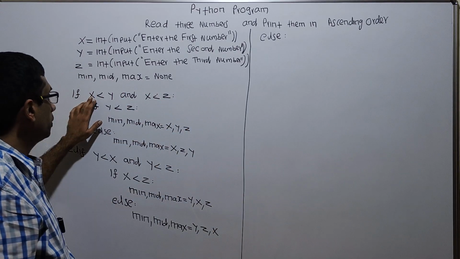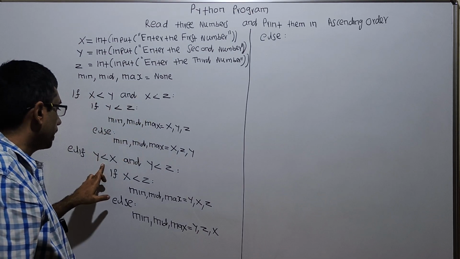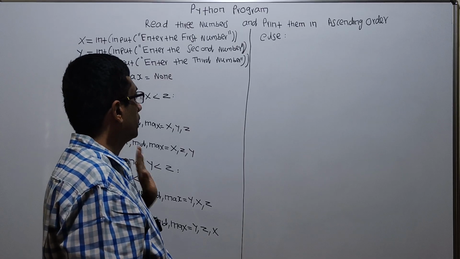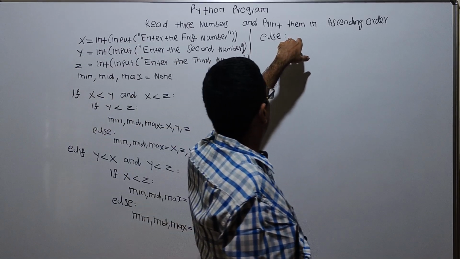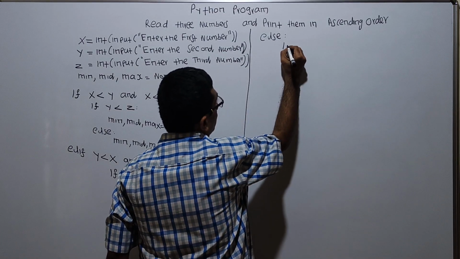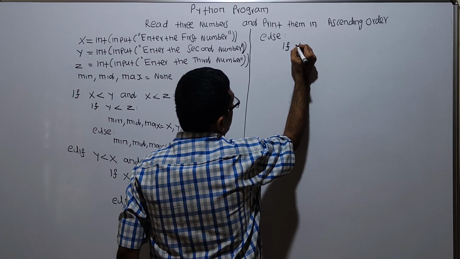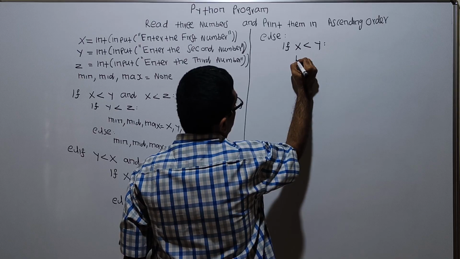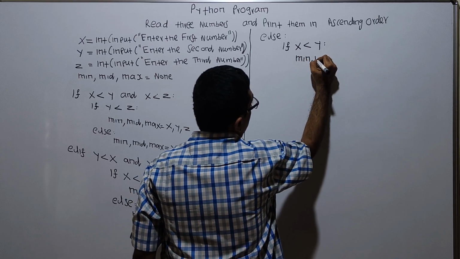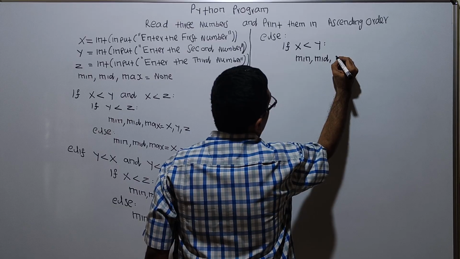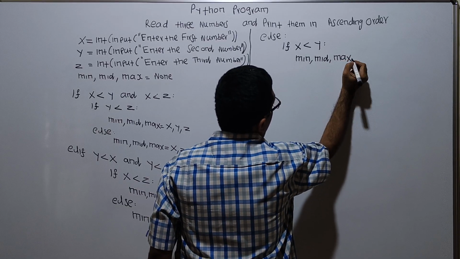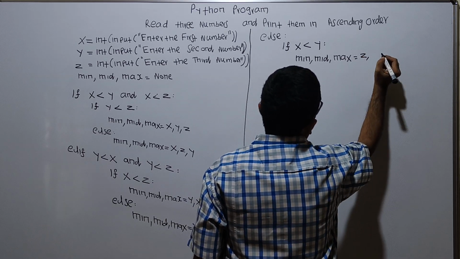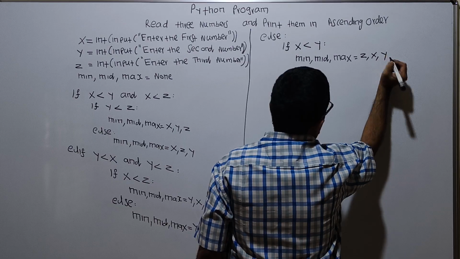So x is lesser than y and less than z is false. Y is less than x and y is less than z is also false. In this case, it means the z is lesser than x and y. So the control will come to the else part. Here I am checking if x is lesser than y. If this condition is true, I am assigning min, mid, max equal to z is the minimum and x is the mid, y is the maximum.